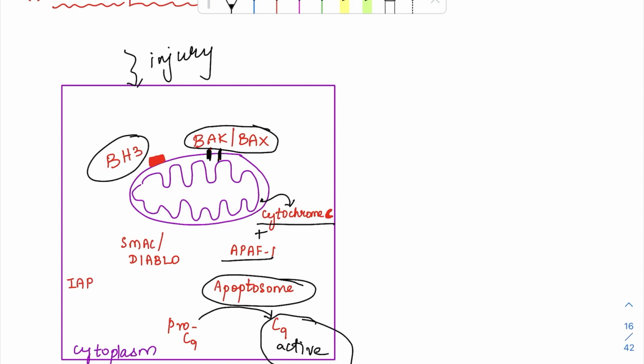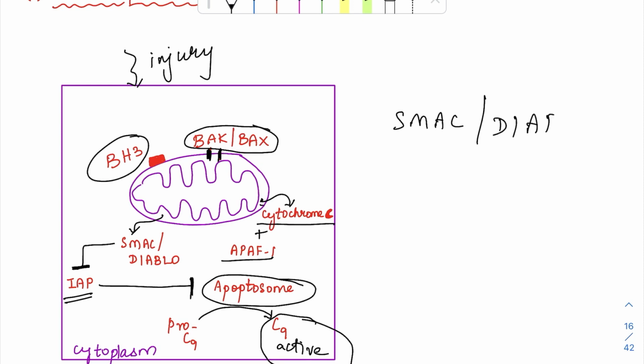There is also some other protein called inhibitor of apoptosis. So IAP is inhibitor of apoptosis, which is present in the cytoplasm normally. Its normal function is to inhibit this apoptosome. Whenever BAK and BAX are activated and they form these oligomeric channels, I told you cytochrome C is going to leak into the cytoplasm, right? Along with cytochrome C, there is another protein called SMAC/DIABLO, which is also going to leak into the cytoplasm. This SMAC/DIABLO in turn will inhibit the IAP, the inhibitor of apoptosis. Since SMAC/DIABLO is inhibiting this inhibitor of apoptosis, it will not be available to inhibit the apoptosome. So SMAC/DIABLO is a pro-apoptotic factor. Don't confuse: SMAC/DIABLO inhibits the inhibitor of apoptosis, and so it is a pro-apoptotic factor.